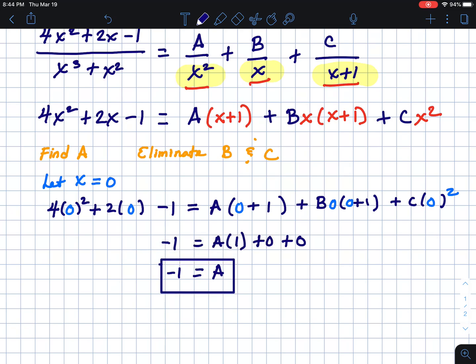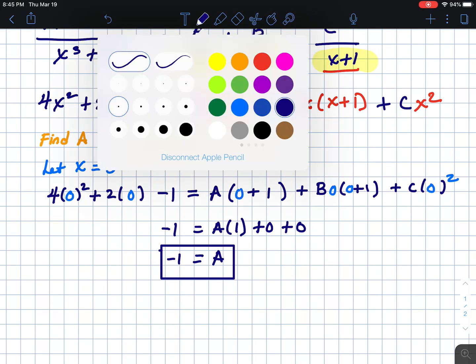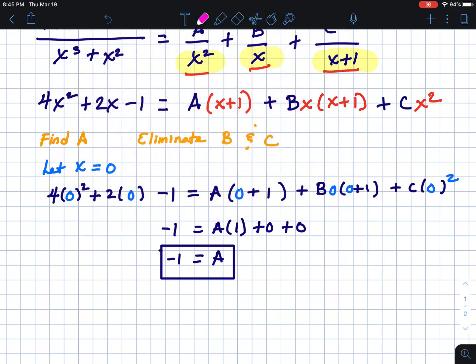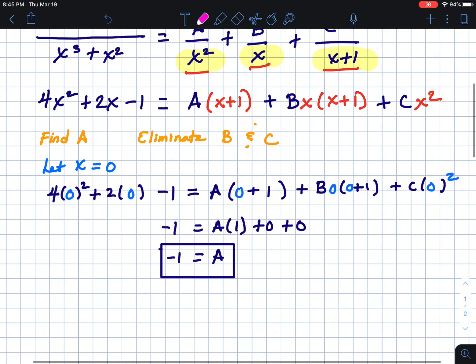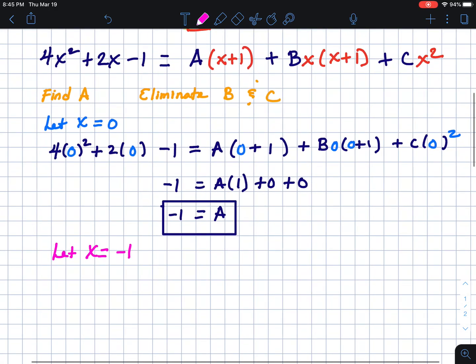We're getting somewhere. The next one we're going to find is C. The reason I'm choosing C is that it's going to be a little easier to find than B, because I can still eliminate A and B in one shot. To eliminate A and B, I can let x equal negative 1. So the same thing, we're going to plug the stuff in.